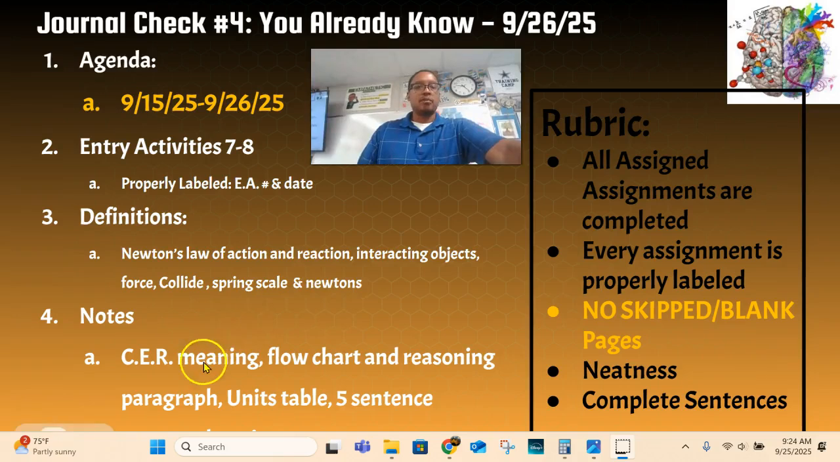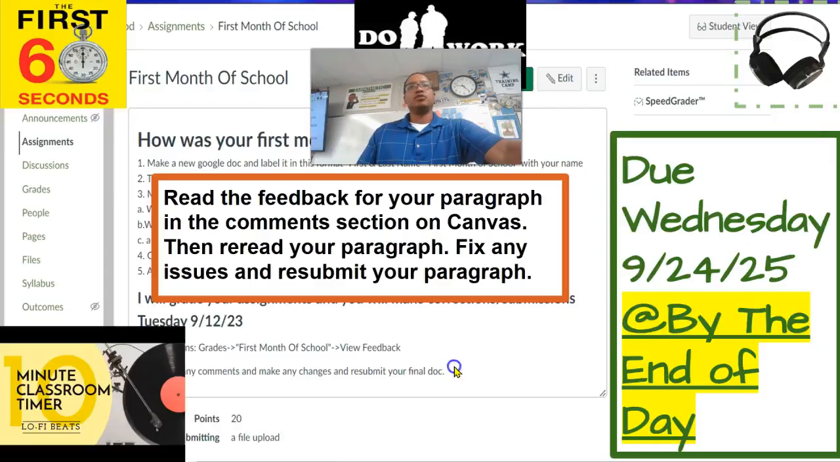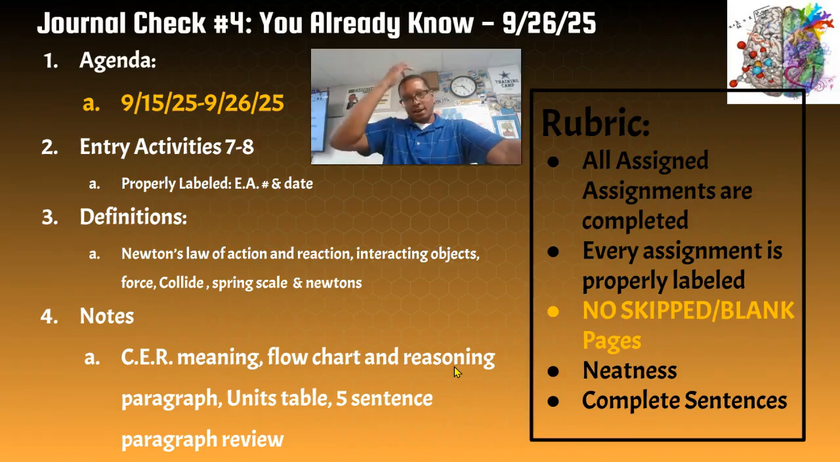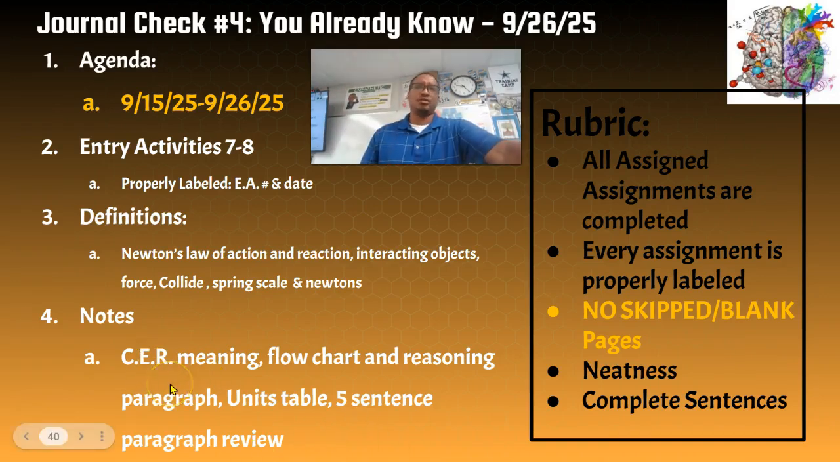Then the CER meaning, that means the definition. The flow chart, we're going to fill that out tomorrow. And then there's also going to be a reasoning paragraph. Again, we're going to do that tomorrow. Units table, not table 5. Units table, and then also the 5-sentence paragraph review. Those are the 3 points that we made. So all of those things, we've done most of those things. We're going to do the CER stuff tomorrow, so it shouldn't be that big of a deal, okay? So just relax, but just make sure you have most of this stuff in there. If not, go back to the agenda slides and get the things that you need.